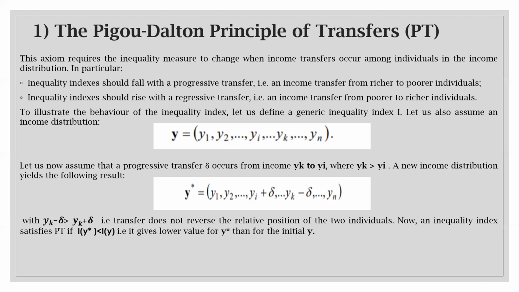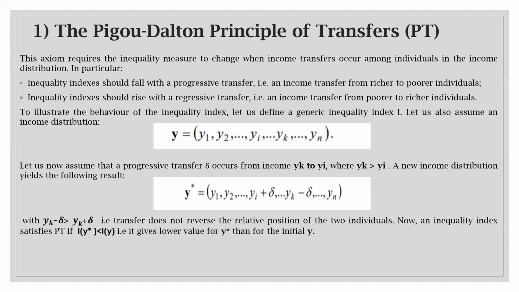Another way of transfer is known as a regressive transfer. In this way, when we transfer income from the poor to the rich individual, it is not appreciable because it creates more income gaps, the gap between rich and poor, and it increases the exploitation of the poor people.